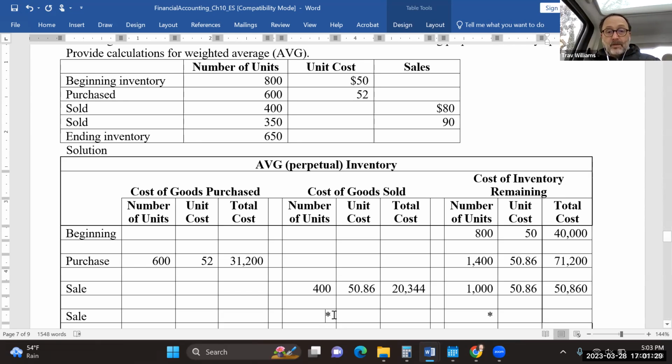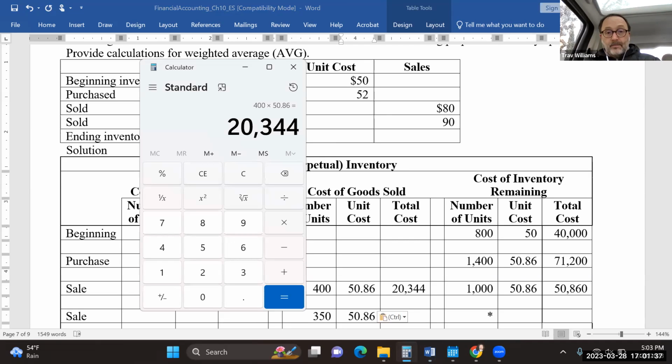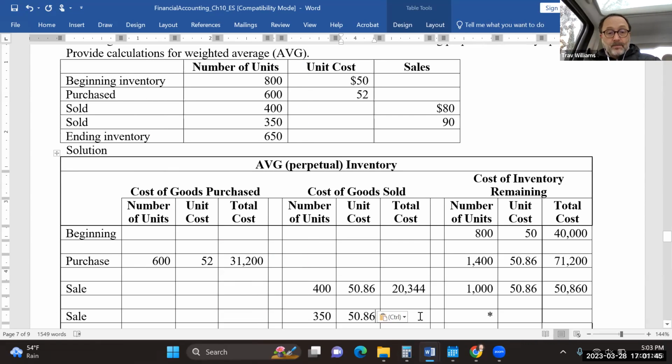Then we sell another 350 at the same unit cost of $50.86. That's 17,801. So that gives us 50 units left over, right? No, excuse me, 650 left over. We had 1,000, right? Yeah. So 1,000 minus 350 gives us 650 left over.